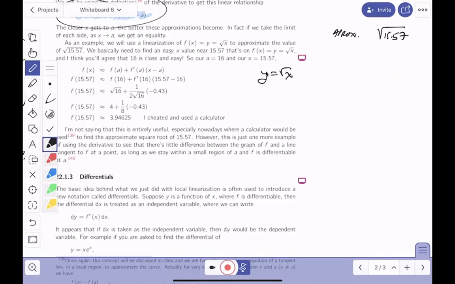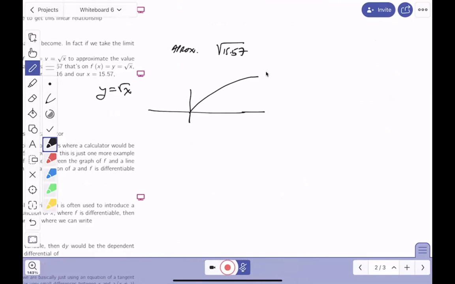But what I want to do is I want to visualize it. And the square root function looks like this over here. That's what that looks like. This is f(x). Then I've got to ask myself, what point near 15.57 would be easy for me to do? Well, it's only the perfect squares. Let me write down the perfect squares that are easy for me to do. 1, 4, 9, 16, 25, and so on. It's like 1 squared, 2 squared, 3 squared, 4 squared, 5 squared. I'm going to say 16 is going to be the easiest point to use that's nearest to 15.57.